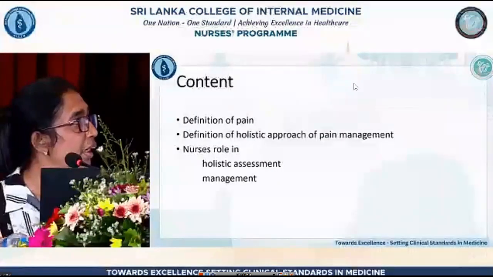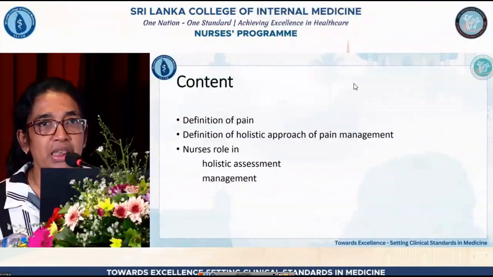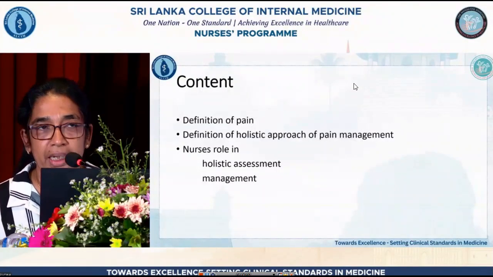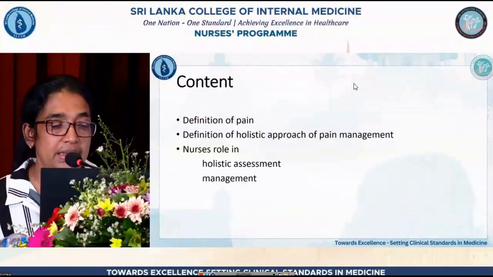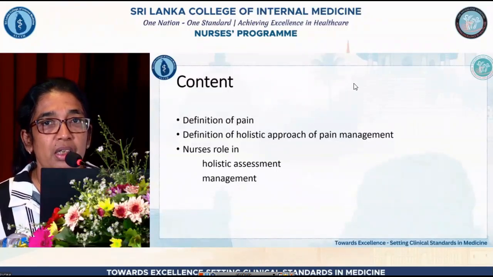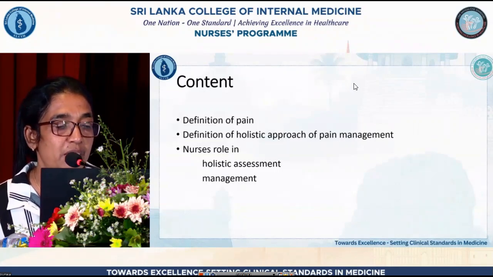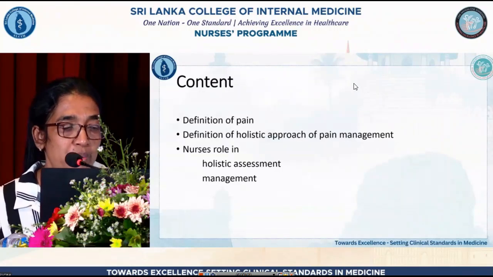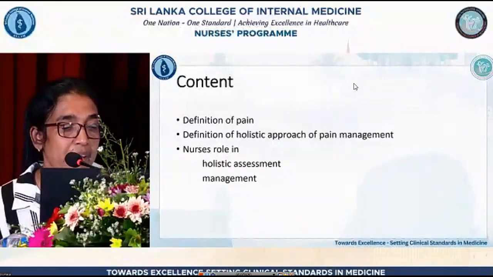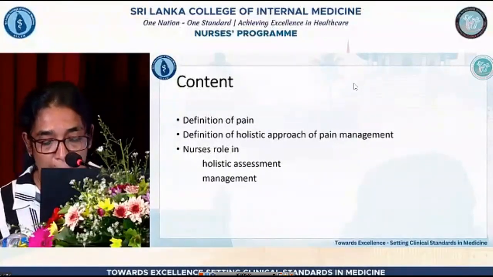Before I start, I have to give what is my pathway today. It's actually 15 minutes, not a time to talk about pain, but just to emphasize what is a holistic approach and what is the nurse's role in that practice. So before that, I have to give a small awareness, or you already know these things, but I have to just remind you again what is pain, what is holistic approach, and what is the nurse's role.